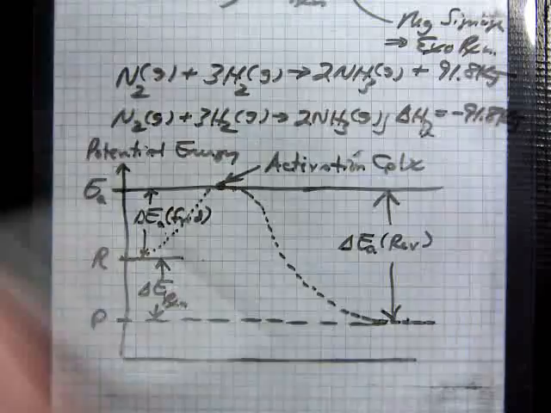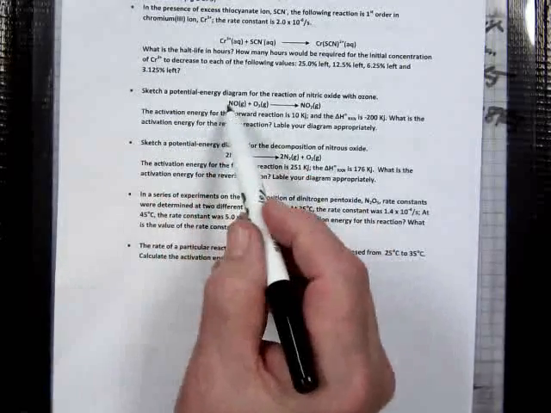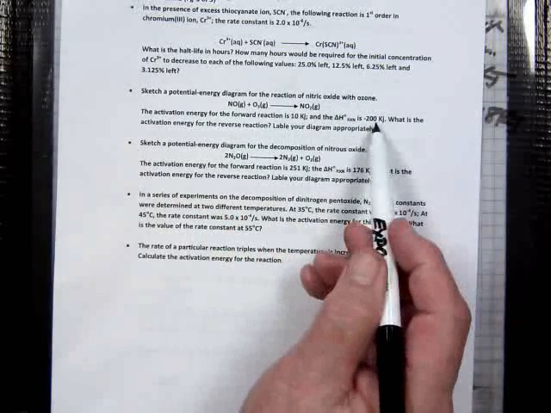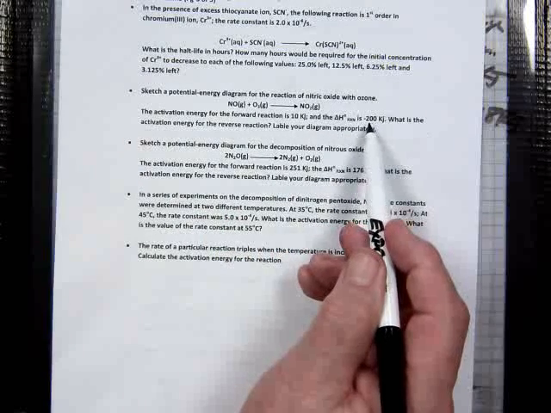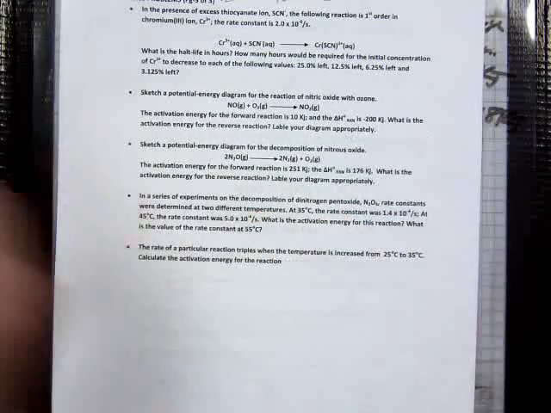Here's an example right here on your worksheet: sketch a potential energy diagram for the following reaction. When it shows the activation energy is 10 kilojoules, but it has a minus 200 kilojoule reaction energy, you add those two together, so the reverse reaction is 210.